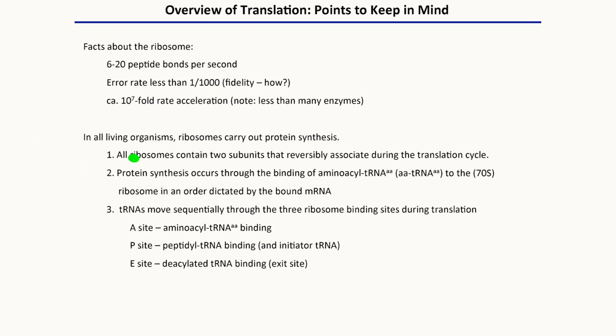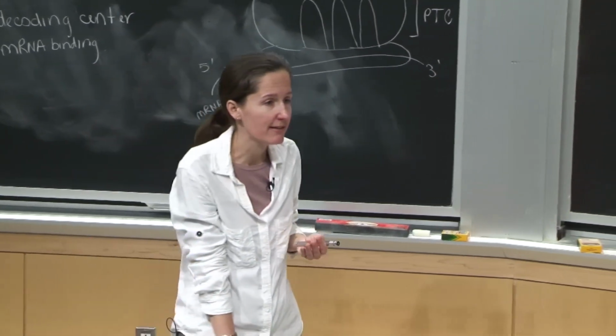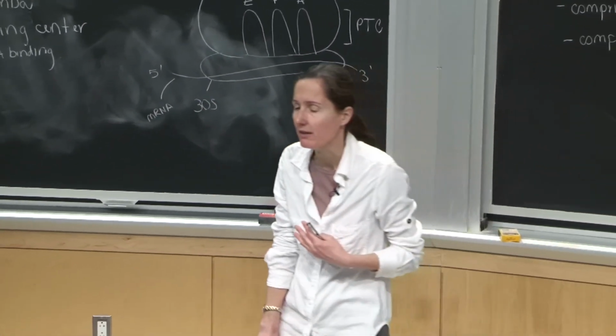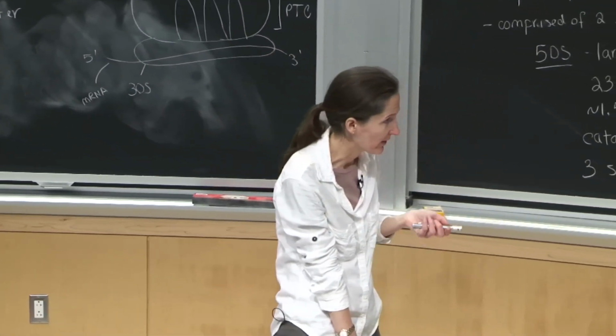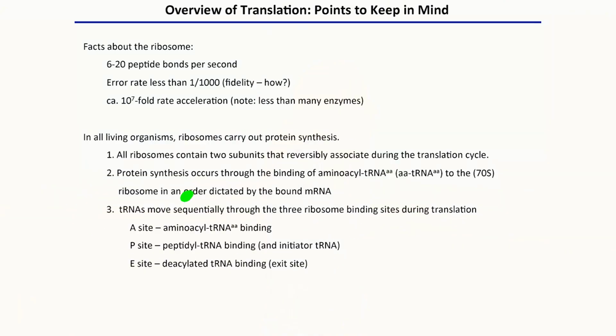And in all living organisms, ribosomes carry out protein synthesis. All ribosomes contain 2 subunits that reversibly associate during the translation cycle. Protein synthesis occurs through the binding of the aminoacyl tRNAs to the 70S ribosome in an order dictated by the mRNA. Next week, we're going to dissect how this actually occurs, and we think this will be quite new for all of you, even if you've learned about the ribosome in other courses. These tRNAs move sequentially through these 3 ribosome binding sites, as we saw before here.